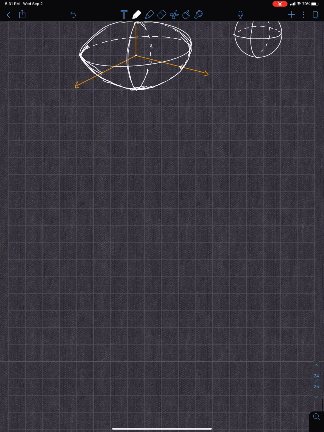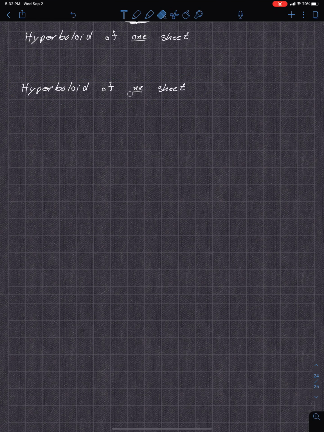Next is what's called a hyperboloid. So you have two cases. We have a hyperboloid of one sheet, and then we have a hyperboloid of two sheets. So one and then two sheets. I'm going to just cheat a little bit here and copy it. Okay, so you have one and then two.